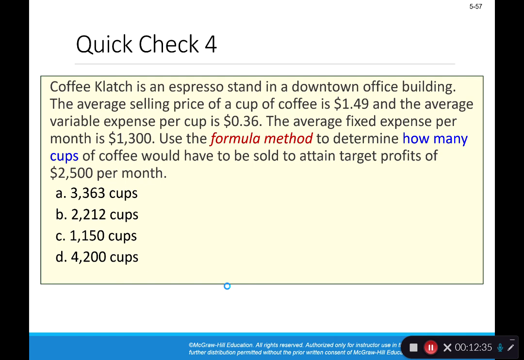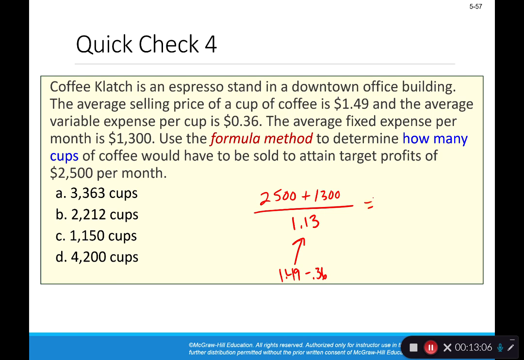All right. Now that you gave it a go, let's see how you should have got that answer. So if I want target profit of $2,500 a month, I put that in my numerator along with my $1,300 fixed costs. I'm looking for the answer in units. So I want to divide by my CM per unit. I've done this out so many times. I know it's $1.13, but just in case, that's the selling price of $1.49 minus the variable cost of 36 cents.